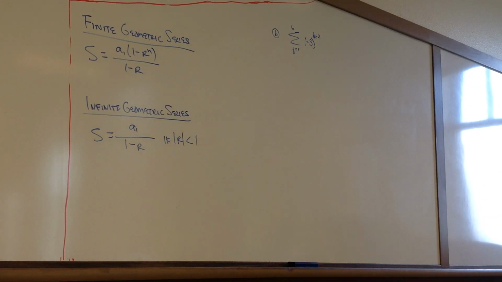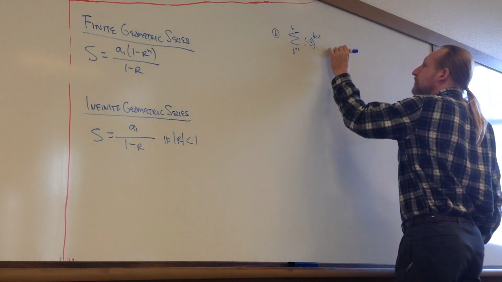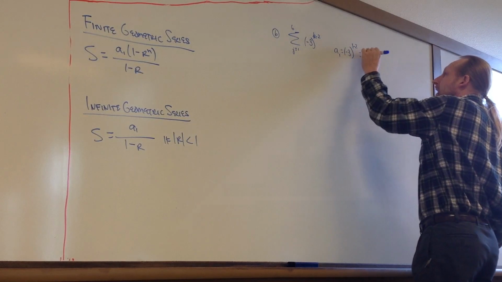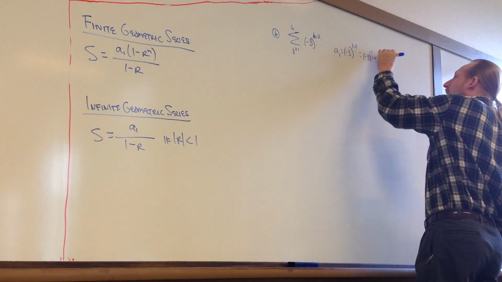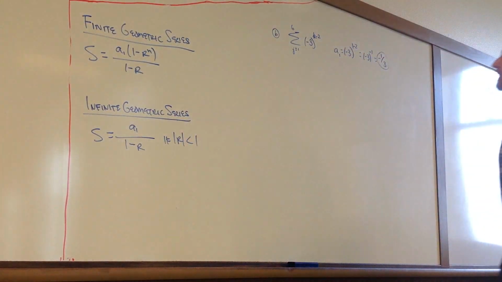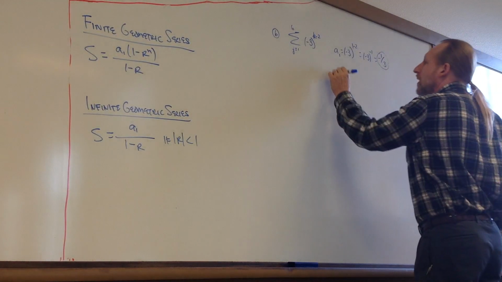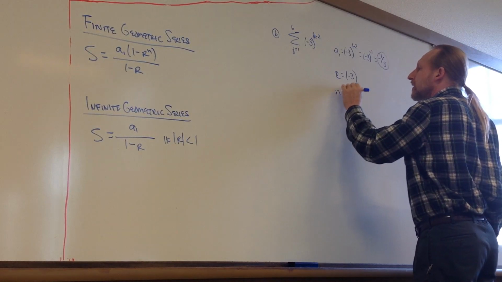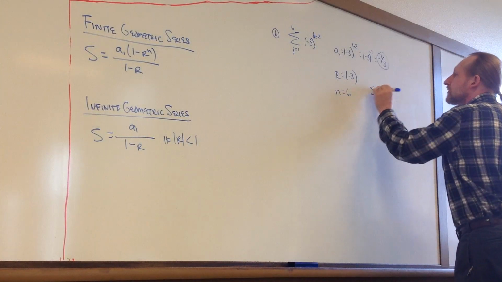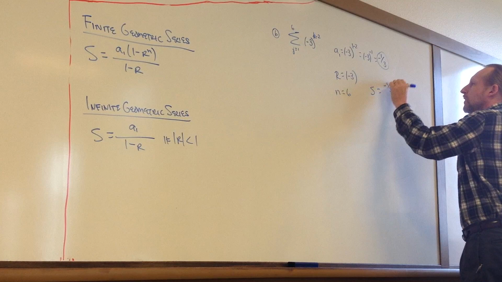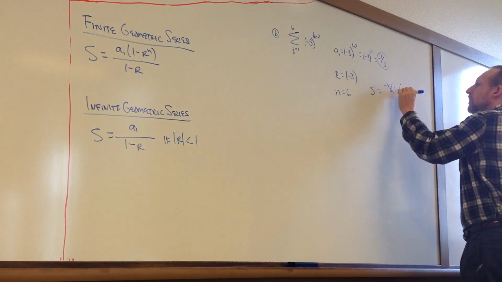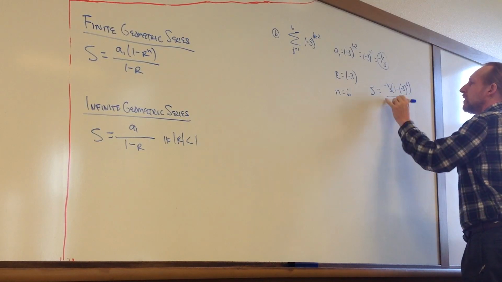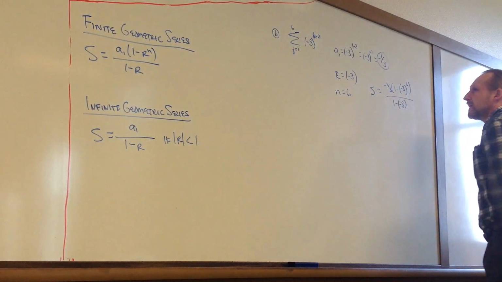All right, so again, this is not in standard form, but we can just plug in a 1 here. -3 to the -1 power is equal to -1/3. So that's A1. R is equal to -3, and N is equal to 6. So our sum here should be -1/3, 1 minus -3 to the 6th power divided by 1 minus -3.